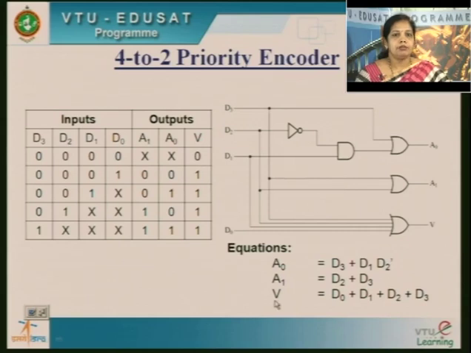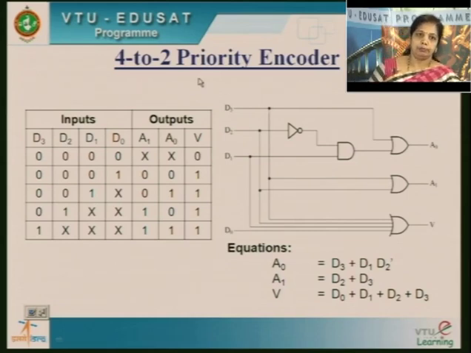Coming to V, how do I generate this V? It is nothing but directly connecting D0, D1, D2 and D3. It is a 4 input OR gate. So this is the circuit of a 4:2 priority encoder.